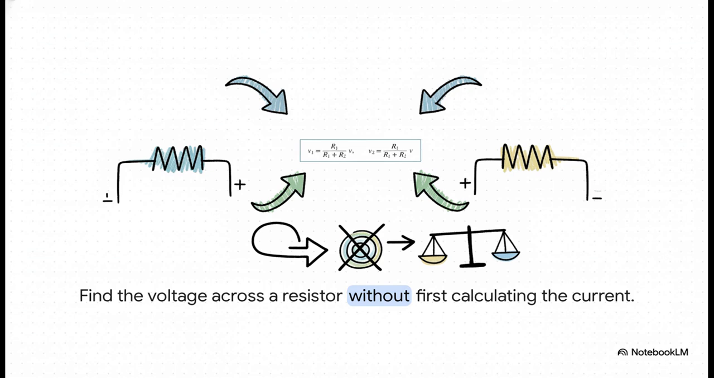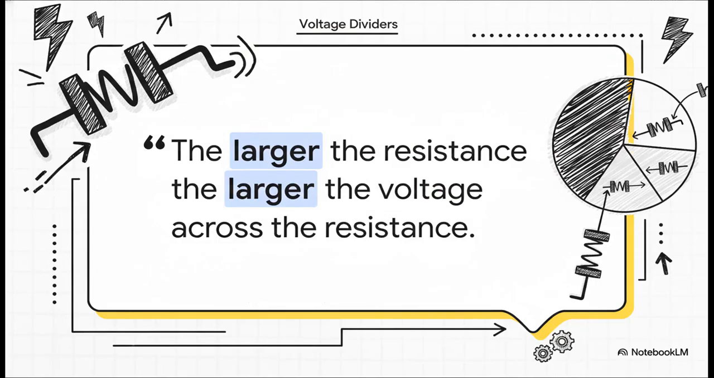And the logic is pretty simple. A resistor's share of the total voltage is directly proportional to its share of the total resistance. And this right here is the key idea to remember for voltage dividers. The bigger the resistor, the more work it does, and so the bigger the voltage drop across it. You can think of it like this: the biggest resistor in the chain always gets the biggest slice of the voltage pie.